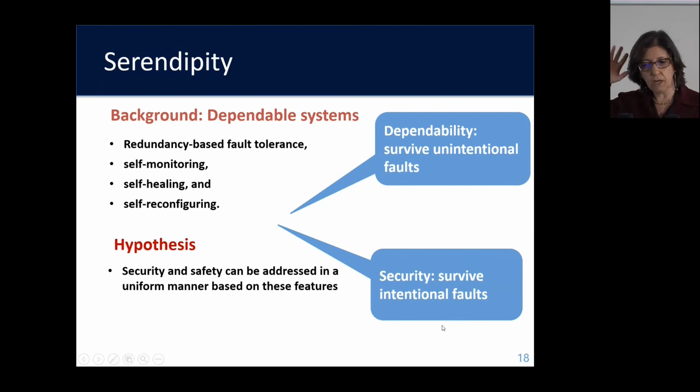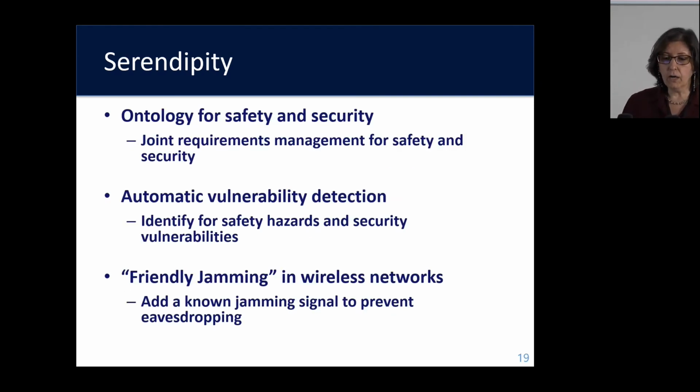So we built upon that hypothesis, security and safety can be addressed in a uniform manner based on these features. We are working on that, and Barbara is going to talk about that a bit later. So the outcomes of Serendipity so far is that we have ontology for safety and security. I hope we can have another workshop like this, and then Luciana will tell you about this. Joint requirements management for safety and security.